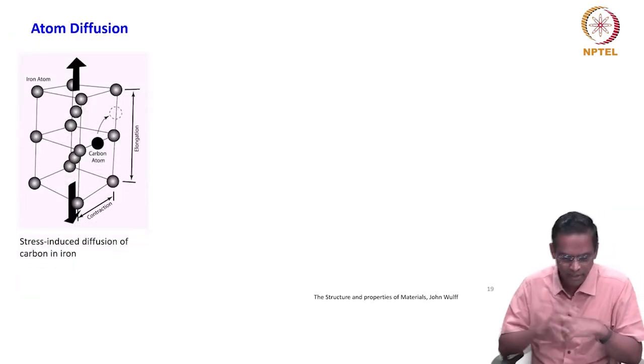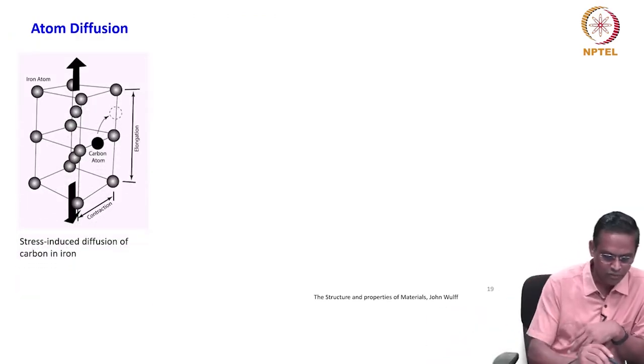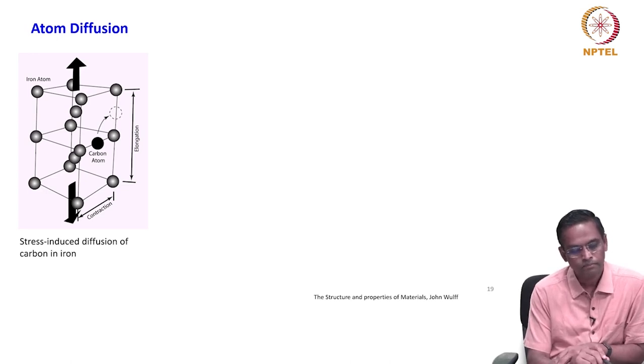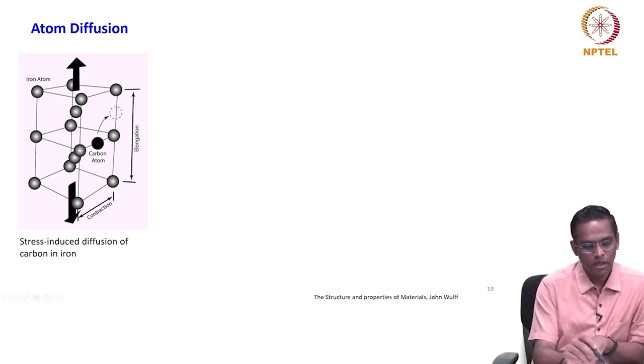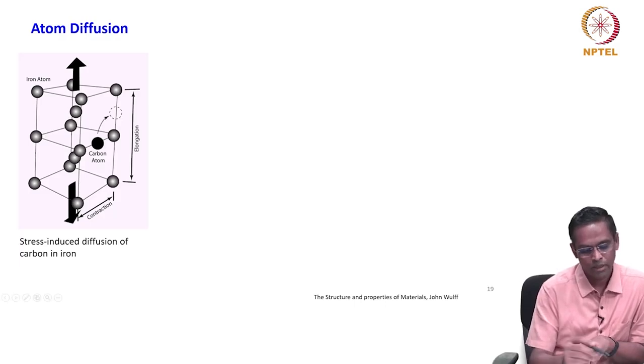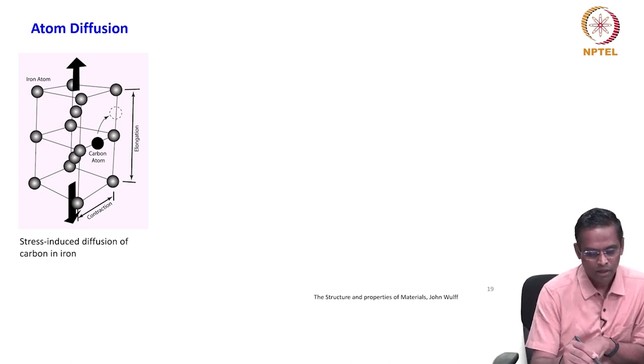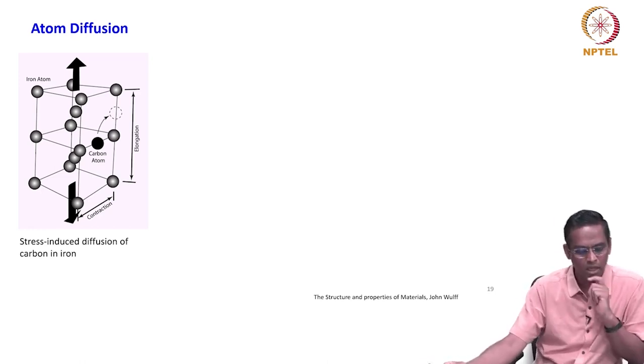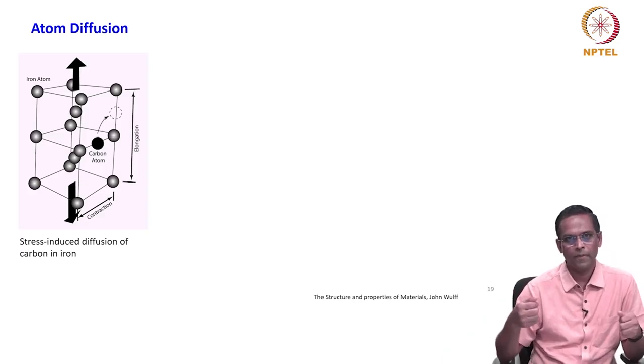So, one classical example we will take, the stress induced diffusion of carbon in iron, a very well known phenomenon. This is a BCC lattice, in fact two unit cells stacked one upon the other. It is a BCC unit cell, and this carbon atom is sitting here at the edge center. Then this unit cell is getting stretched in a tension mode. Then what can happen? That is a general description. So, what can happen if you just stretch it, you know the effect.